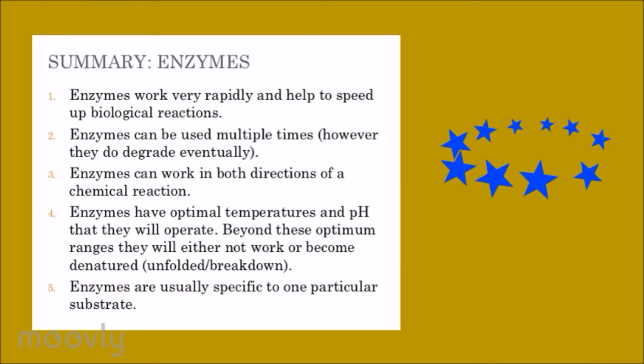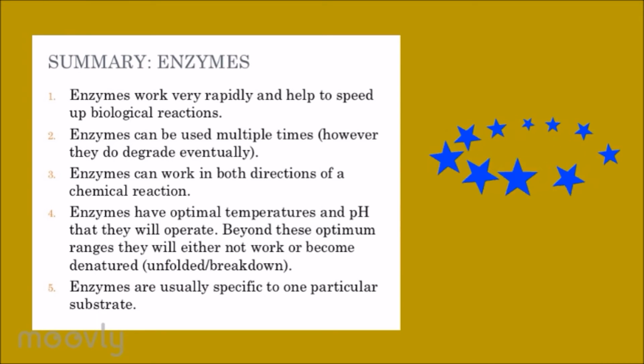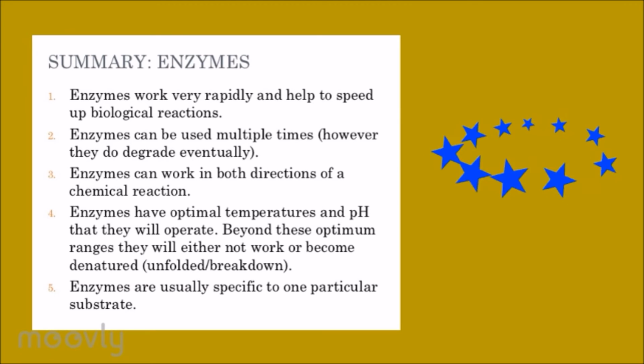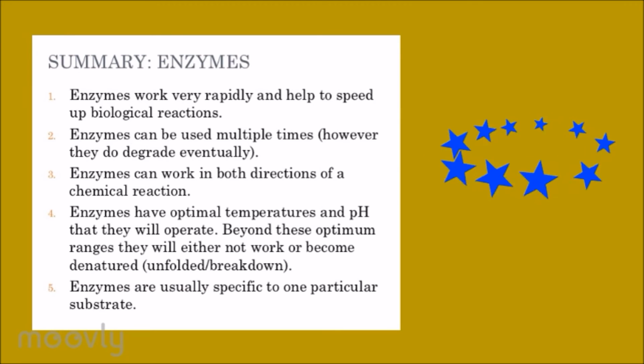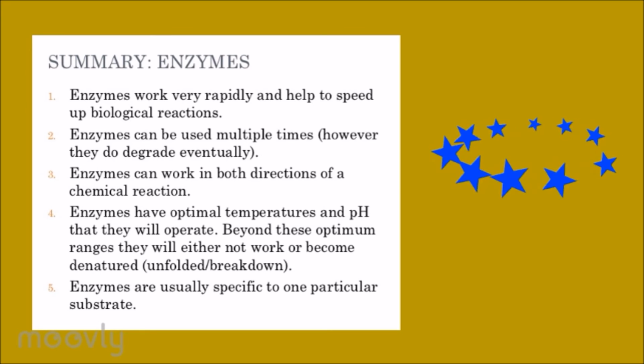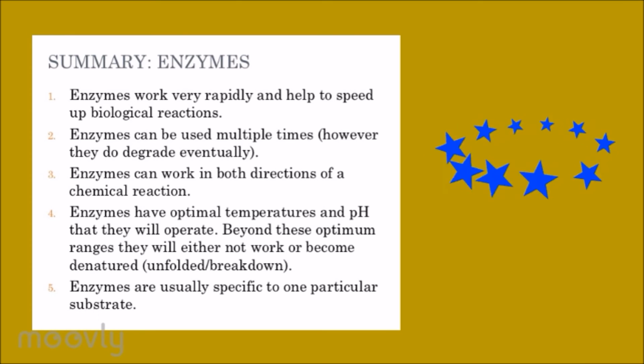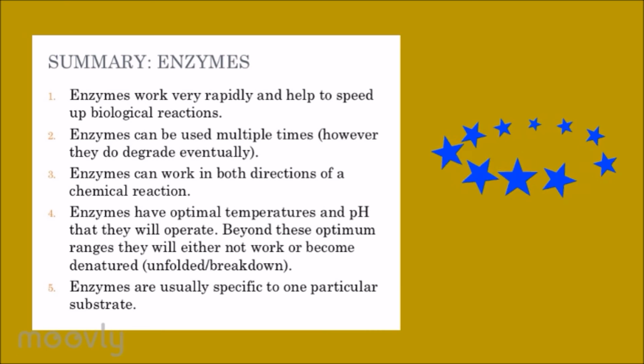Third, enzymes can work in both directions of a chemical reaction. Fourth, enzymes have optimal temperatures and pH at which they operate. Beyond these optimum ranges, they will either not work or become denatured. Lastly, enzymes are usually specific to one particular substrate.